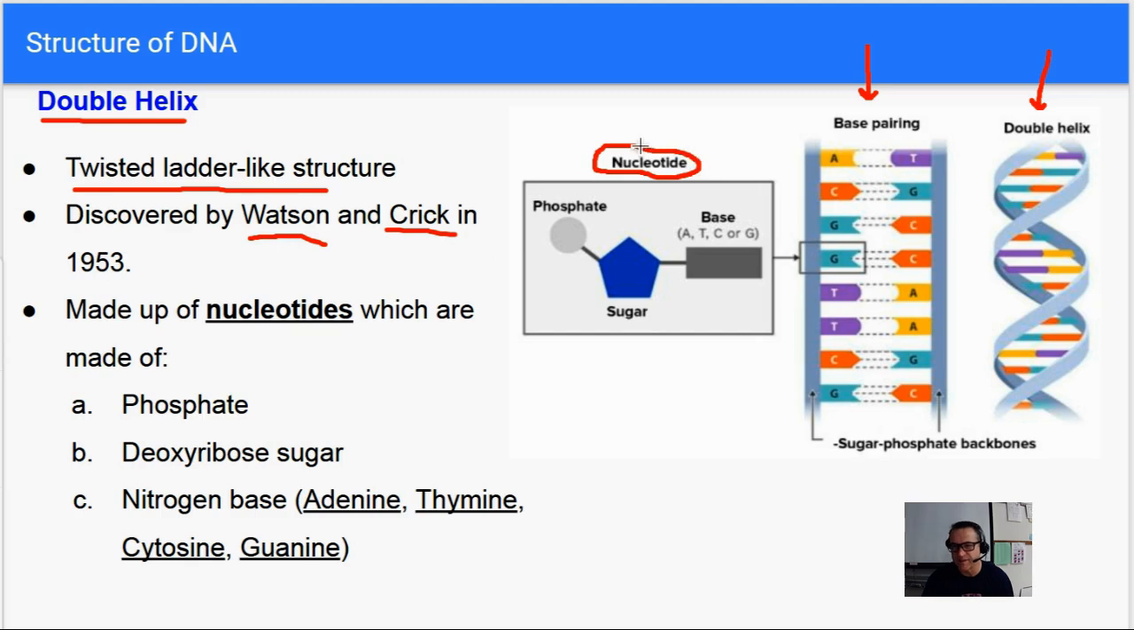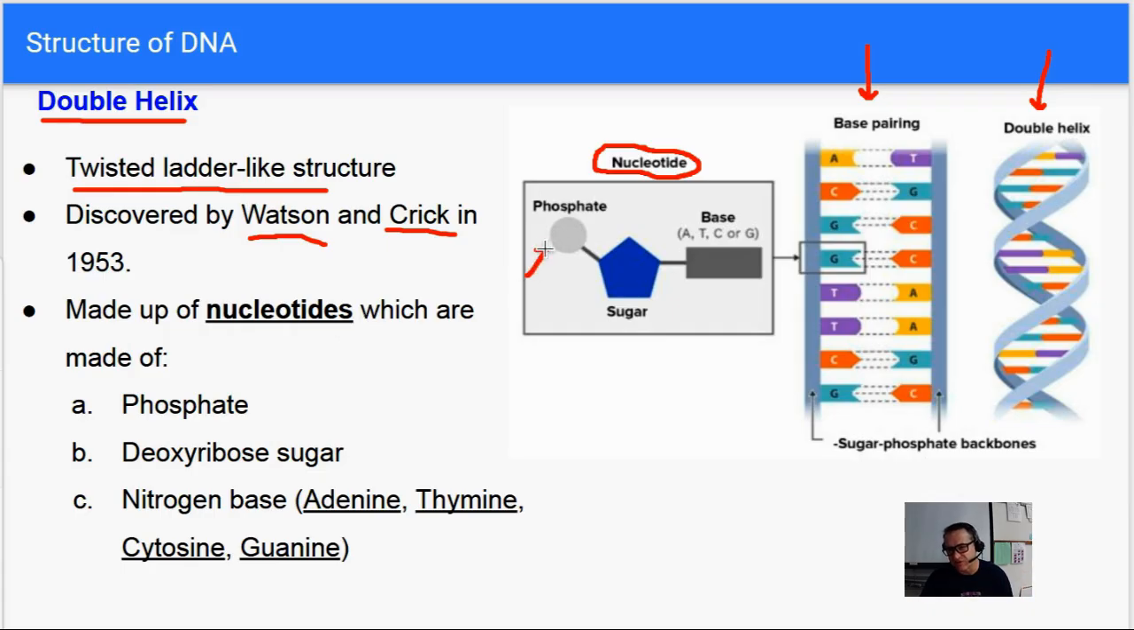We haven't said it in a while, but remember, nucleic acids are made of nucleotides. Remember, carbohydrates were made of sugars. Proteins are made of amino acids. Well, nucleic acids are made of nucleotides. All right, so what's a nucleotide made of? So we're going to need to know this. Three things.